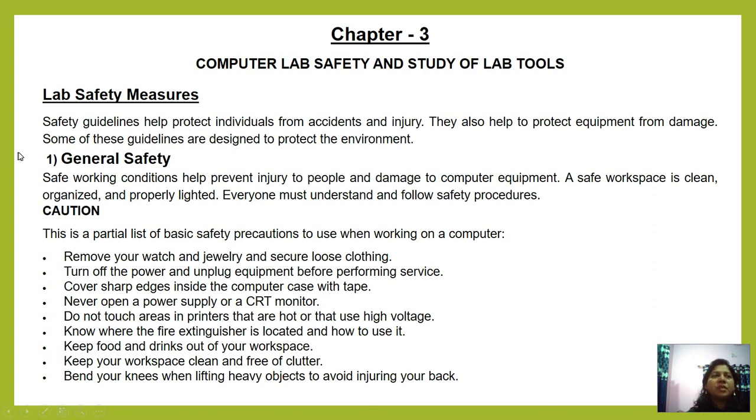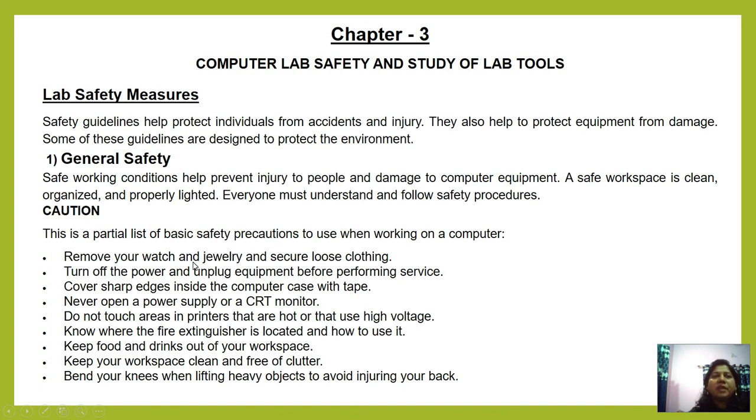The first one is general safety. Safe working conditions help prevent injury to people and damage to computer equipment. A safe workspace is clean, organized and properly lighted. Everyone must understand and follow the safety procedures. So, what are the safety procedures? This is a partial list of basic safety precautions to use when working on a computer. So, you have to take some precautions. What are the precautions you have to take?